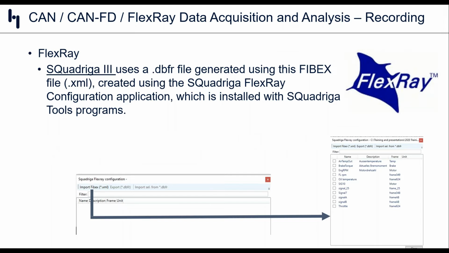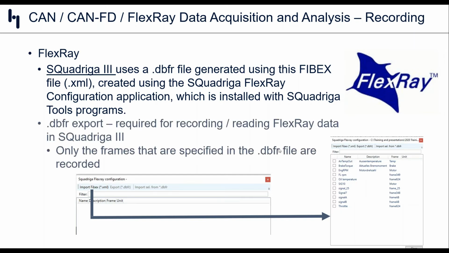So FlexRay, Squadriga 3 uses a DBFR generated using this 5x file. This is created using the Squadriga FlexRay configuration application. This is installed with Squadriga Tools programs. So if you go down to your Windows 10 search field and type in Squadriga FlexRay, you should have a FlexRay configuration option app come up. It'll bring up this interface. You click on this import 5x.xml file, and then once chosen, the parameters for that XML file should be available.